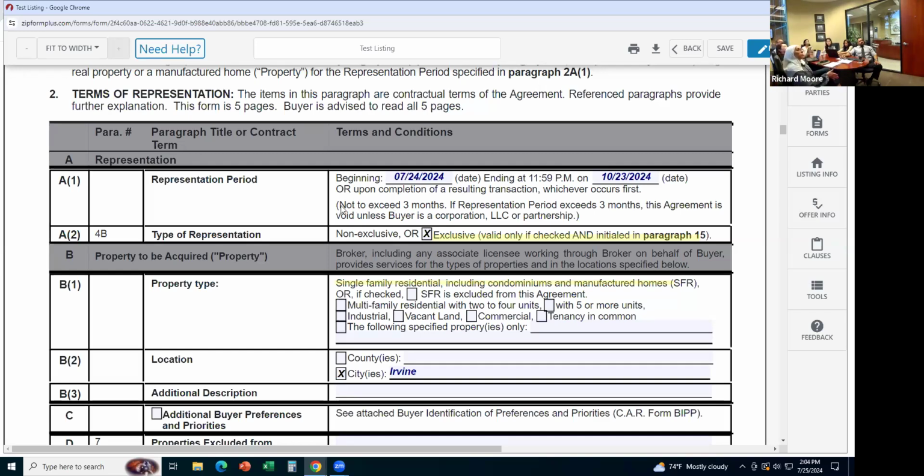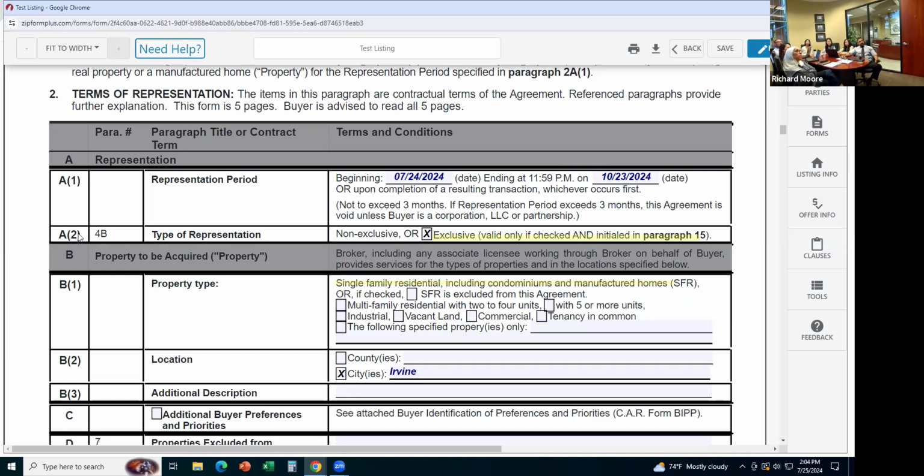So it spells them out here, not to exceed 3 months, unless it's an LLC or a corporation, then you can go longer than 3 months.